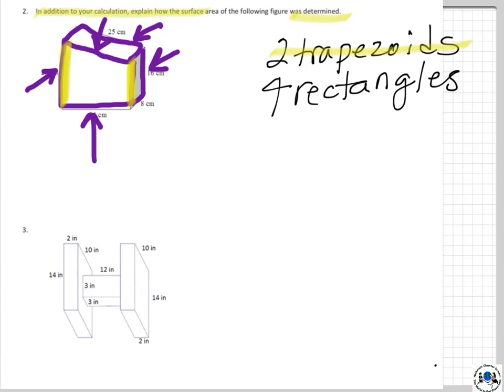Isn't anybody writing right now? Yeah, look at that. This mark.